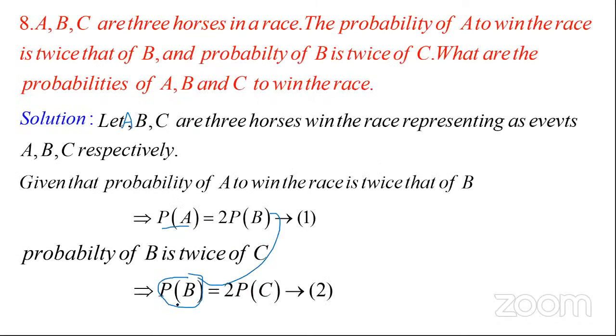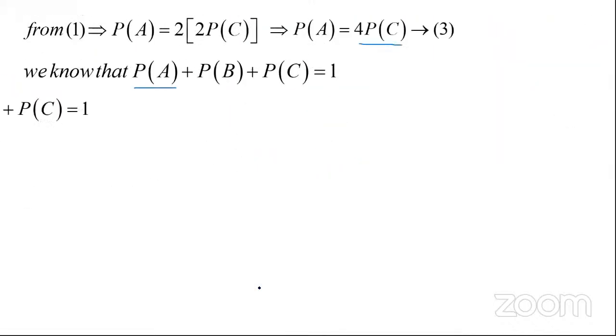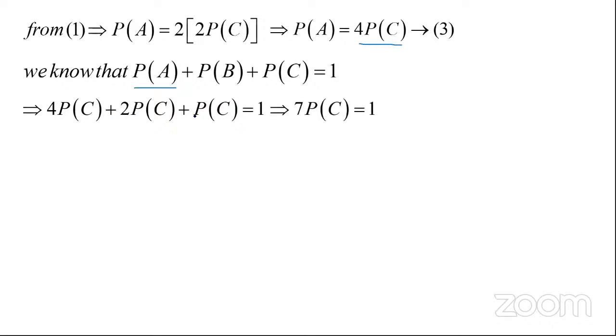And P of B value is 2 P of C, and the P of C value is P of C. Just substitute the values. Then 4 P of C plus 2 P of C plus P of C equals 1. So 4 plus 2 plus 1 is 7. 7 P of C equals 1. Then P of C value is 1 by 7.